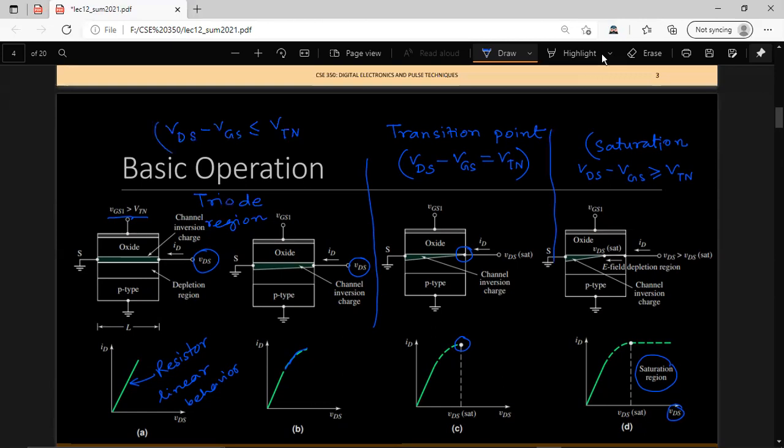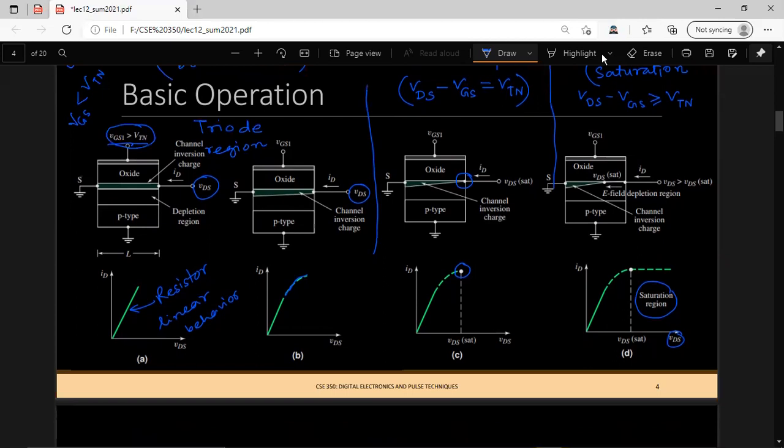There is another region that exists, that is the cutoff region. Here the gate voltage is higher than the threshold voltage, but if the gate voltage is less than the threshold voltage, we call it the cutoff region. Okay, so let's move on.